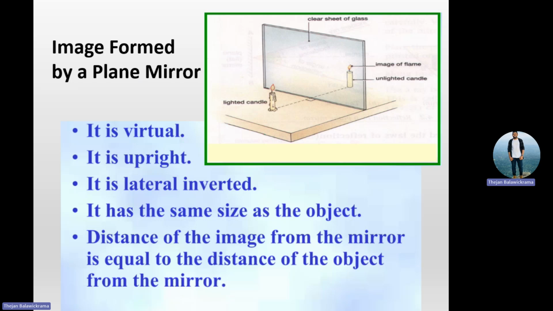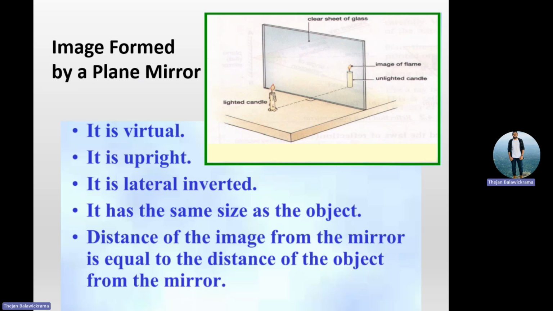So it has 5 characteristics. What are they? It's virtual. It's upright. It's laterally inverted. And it's the same size as the object. Last one, the object distance is equal to the image distance.